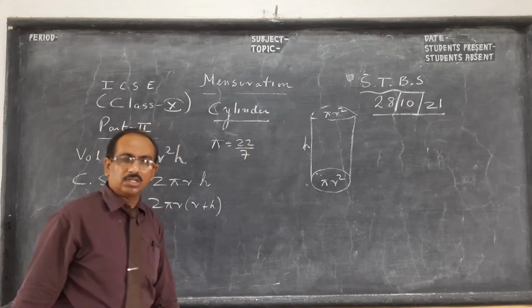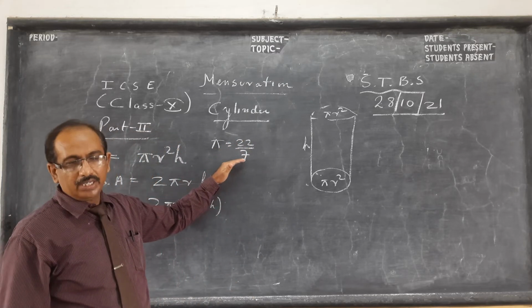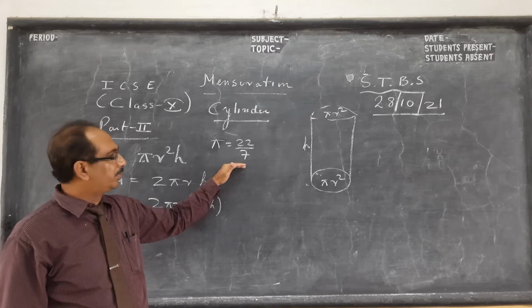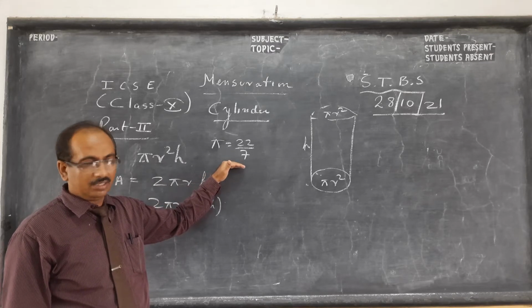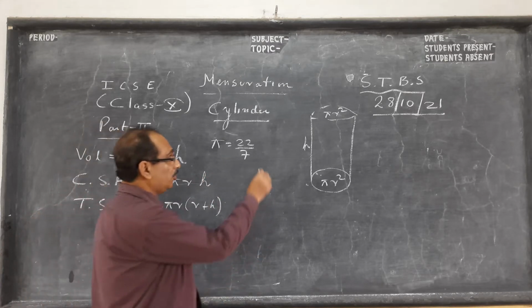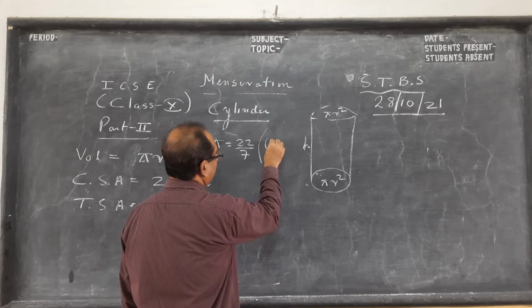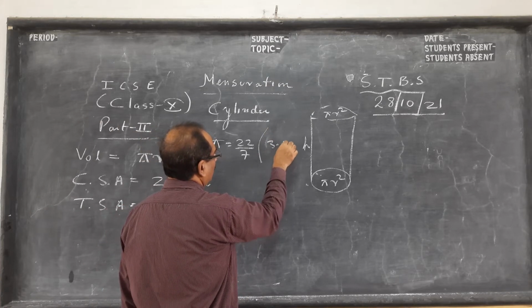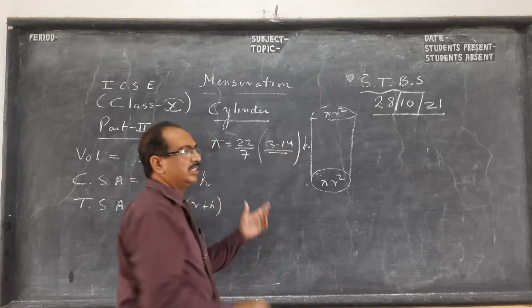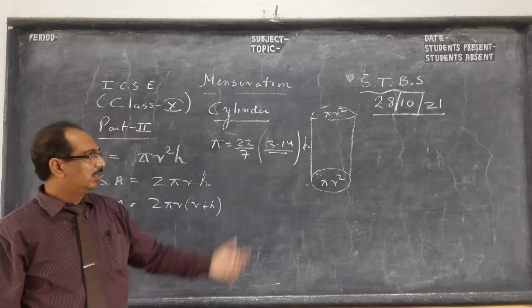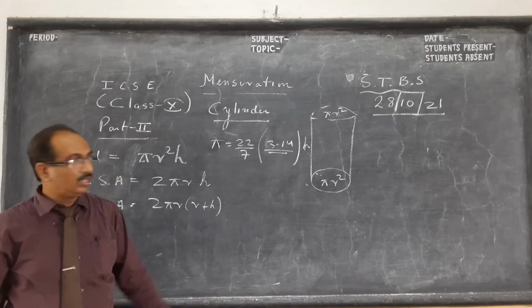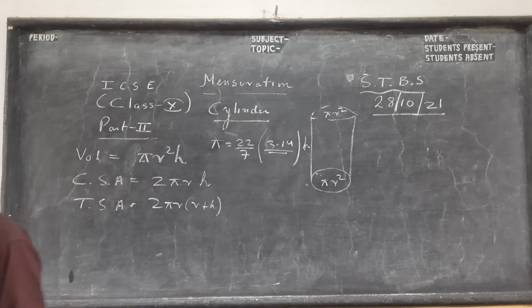As I told you before, children, if it is not mentioned in your question paper, you take 22 by 7, and if it is given as 3.14, then take 3.14, because generally the values are such that they cancel. So be very careful, read the question properly so that you don't make that mistake.